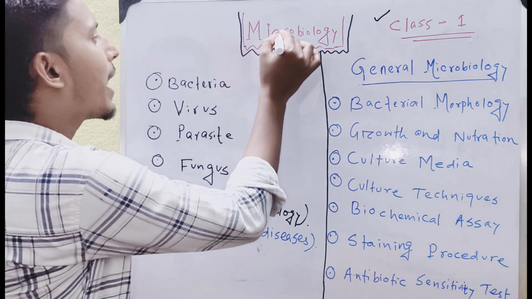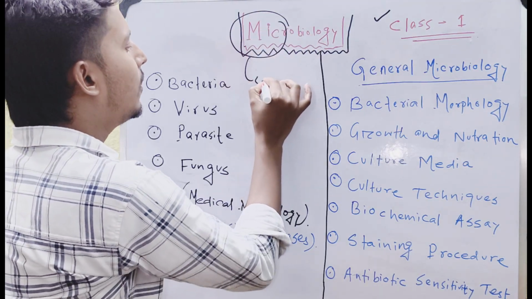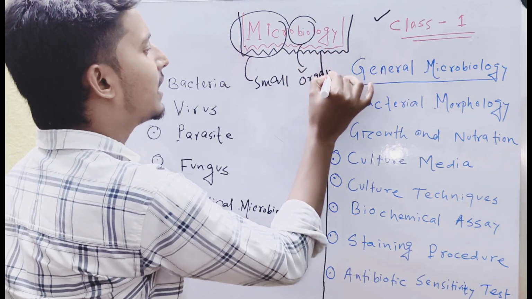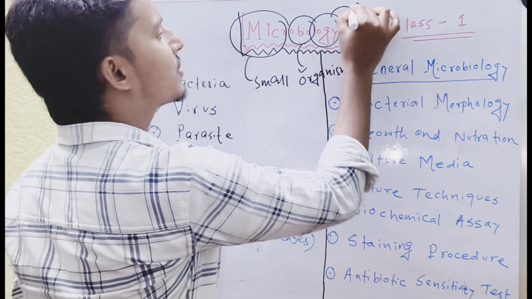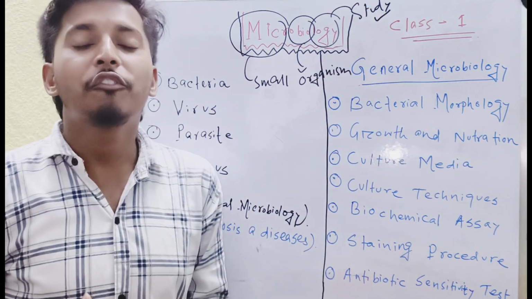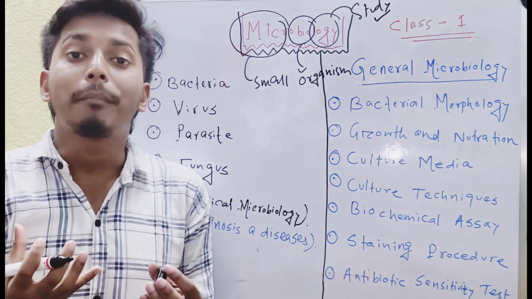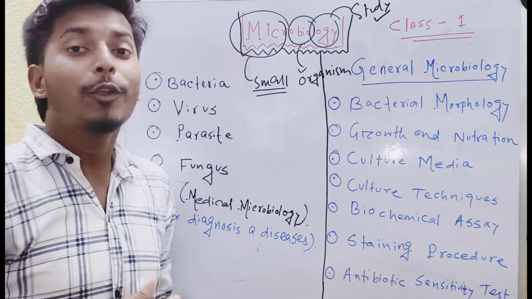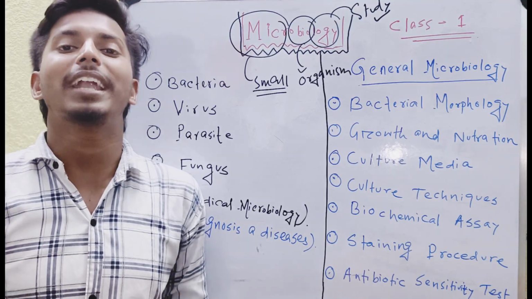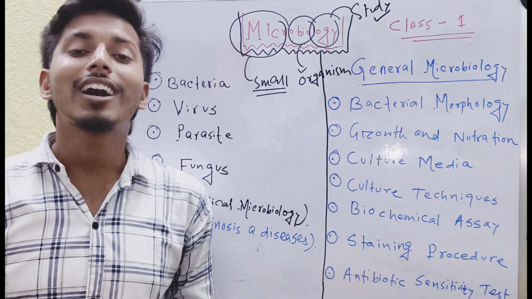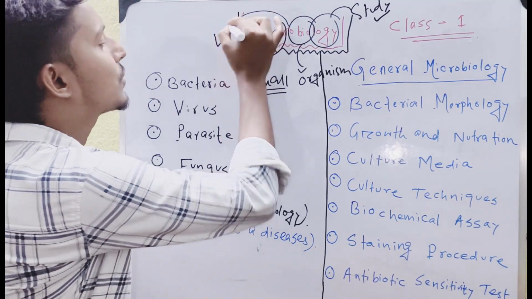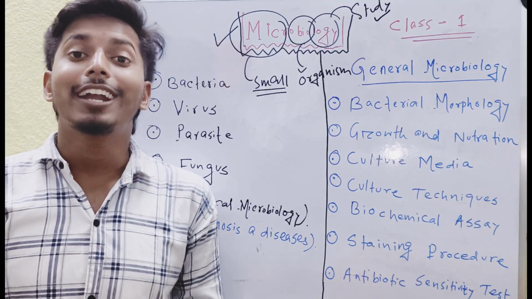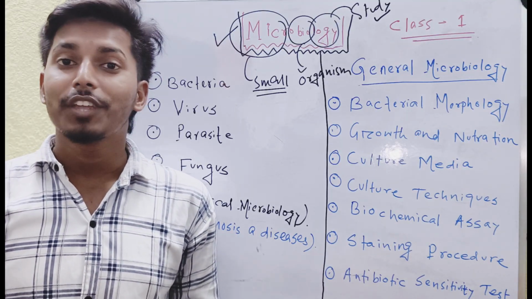See here, firstly, micro means small, bio means organism, and logy means study. So microbiology is the study of microbes, or the study of organisms that are small. We cannot see microorganisms with our naked eye, so whenever we discuss microorganisms, that is called microbiology. Now the second question is, who are and what are the microorganisms?